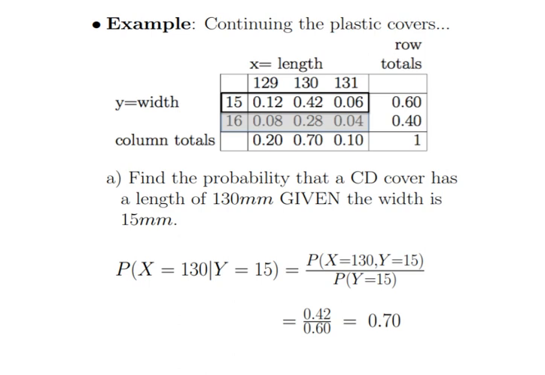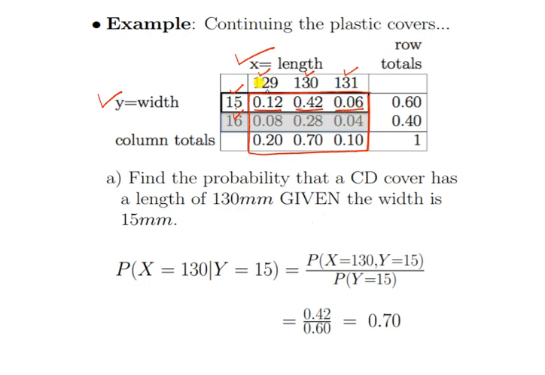So, here the problem is that small x is the length and small y is the width. The given data is this one. Length x is 129, 130, 131 and width y is 15, 16. When length is 129 and width is 15, the probability is 0.12. Length 130, width 15, probability is 0.42. Length is 131, width is 15, then probability is 0.06.